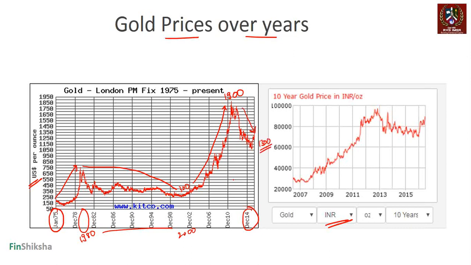So gold has had big movements in terms of prices, 150 becoming 750, then 300 becoming 1800, 1900, and 1900 becoming 1300. That's the scenario.